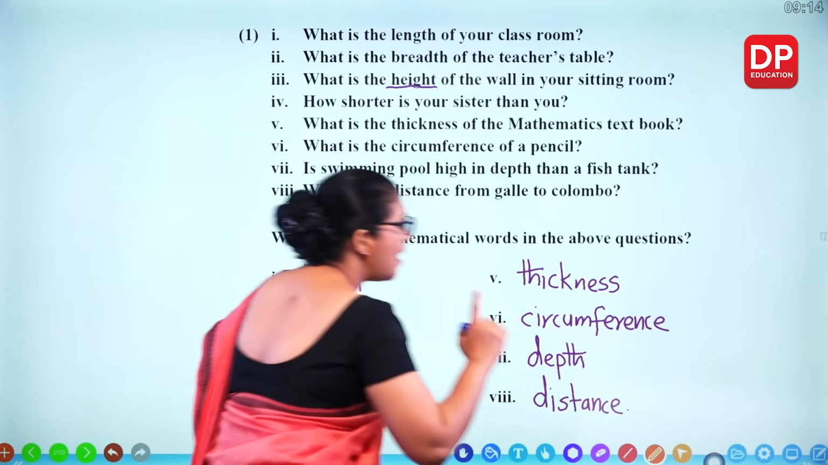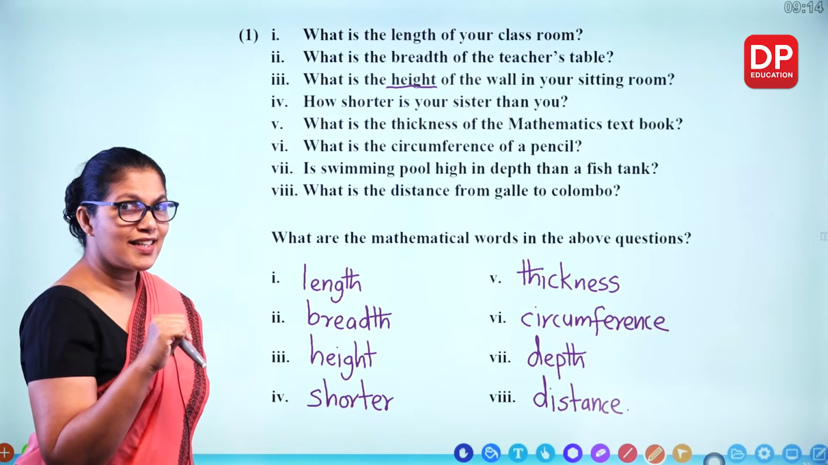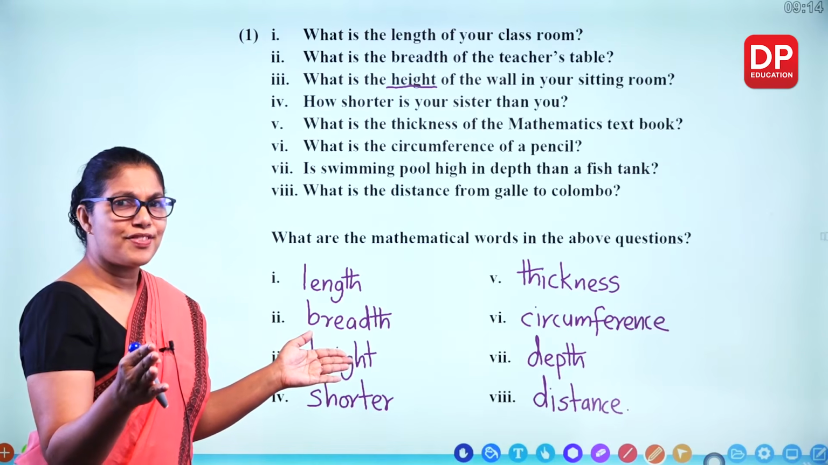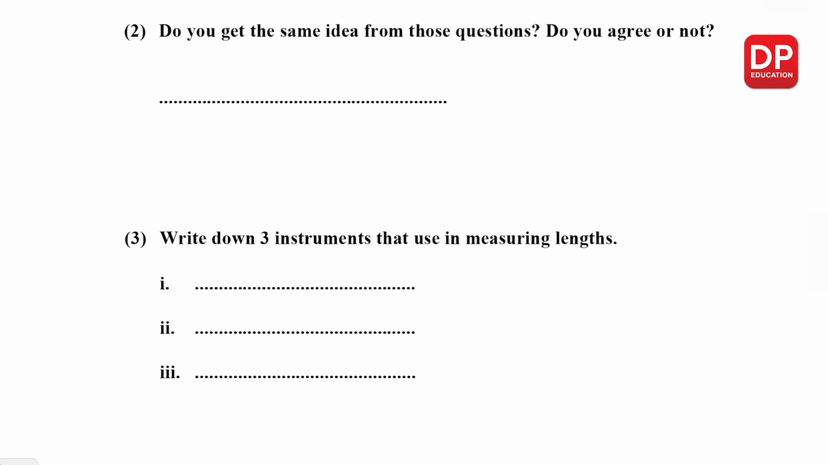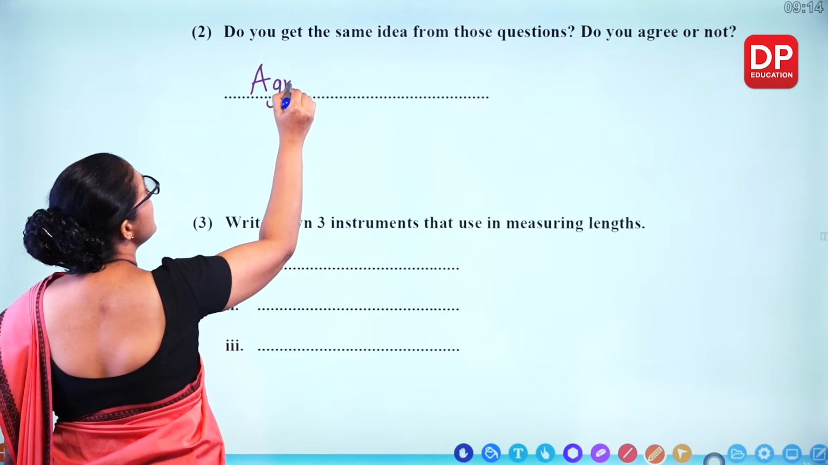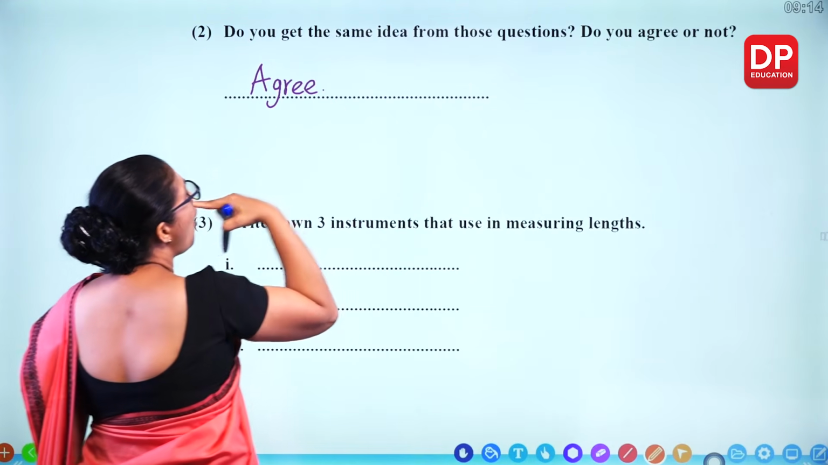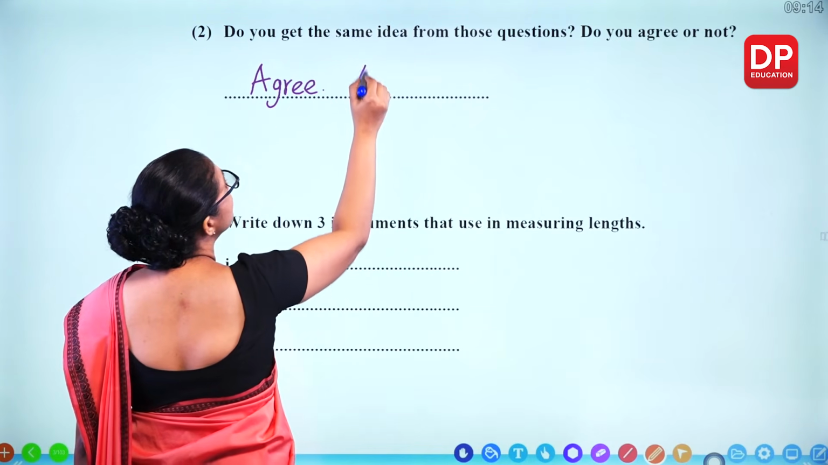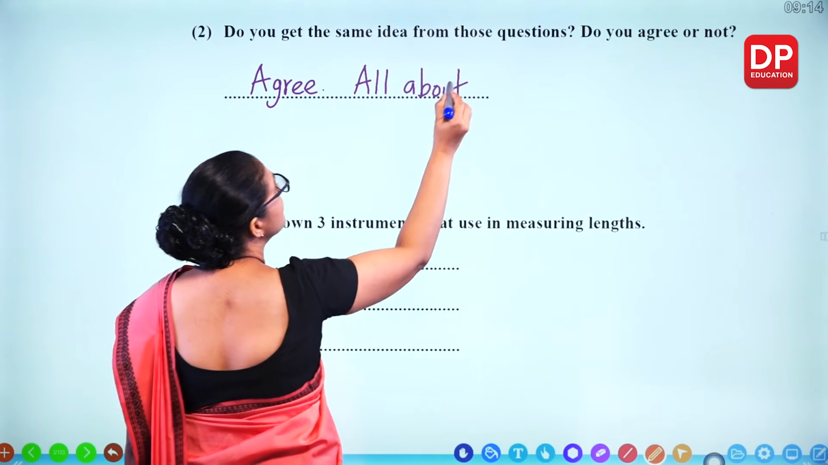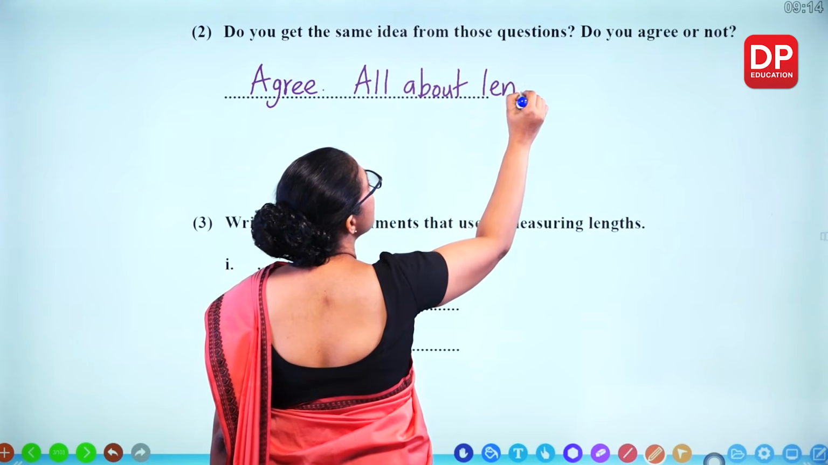All these are related to one thing. So all these are about a length. Do you get the same idea from those questions? Do you agree or not? We agree and we see all about lengths.